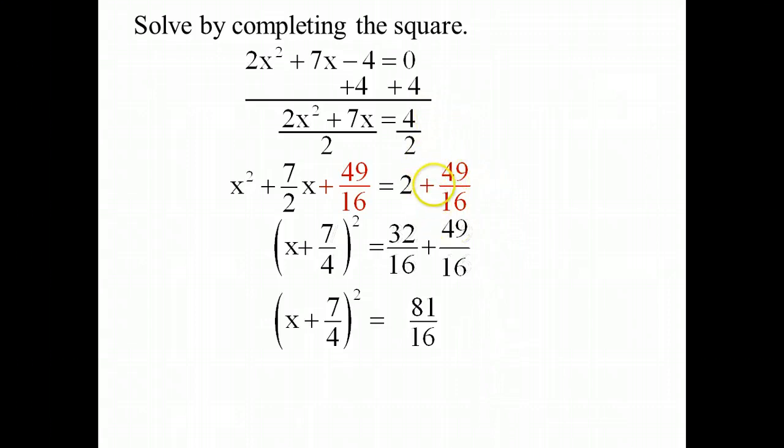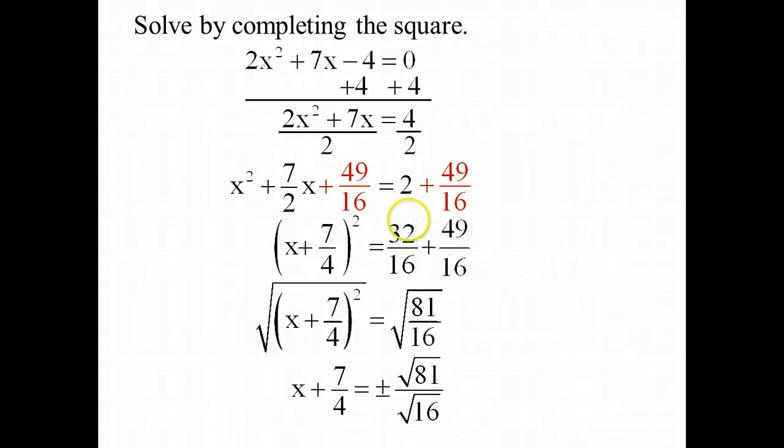Okay. And from that point on, solve it. Square root both sides and solve it. So here we go. This one's kind of nice because you can take the square root of the top and bottom. Sometimes you can't on the top, but the bottom, you can always take the square root of. It always comes out to a nice number. So we end up with square root of 81 is 9, square root of 16 is 4.